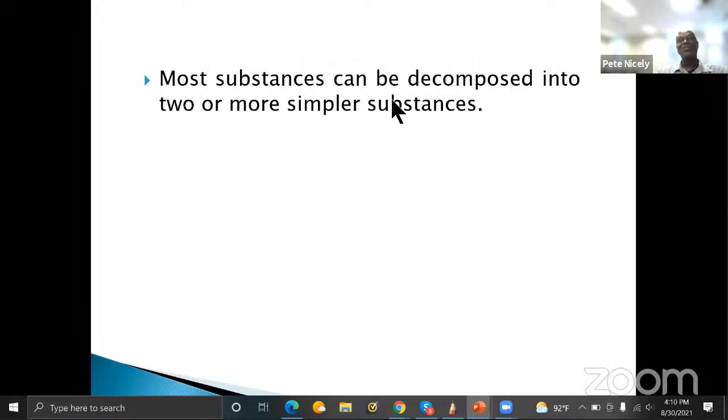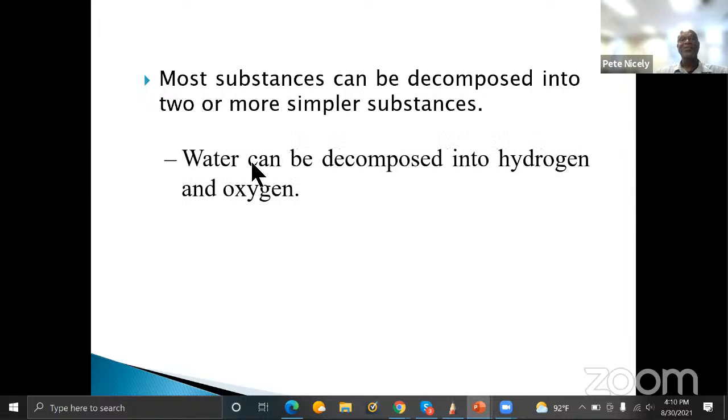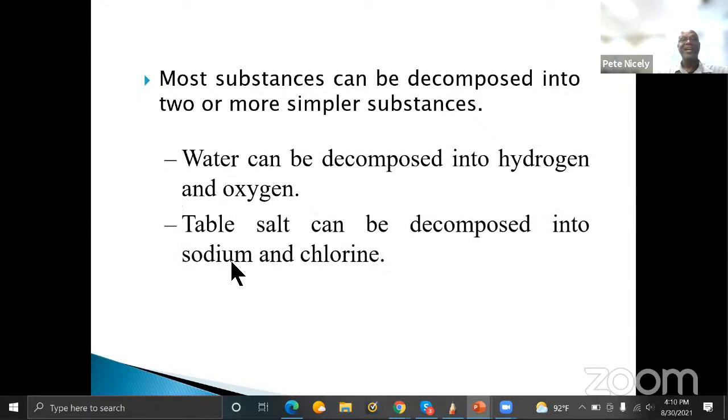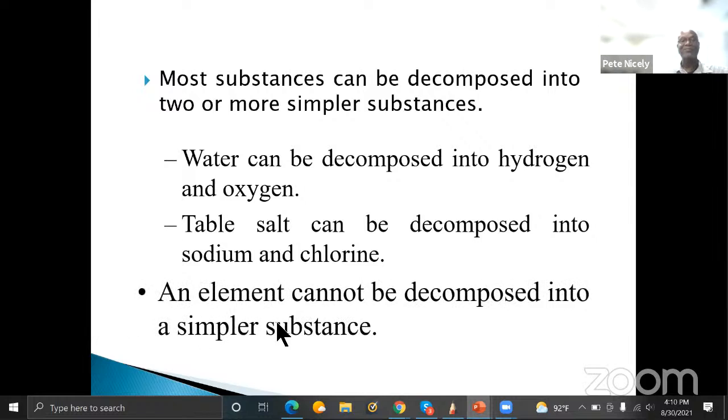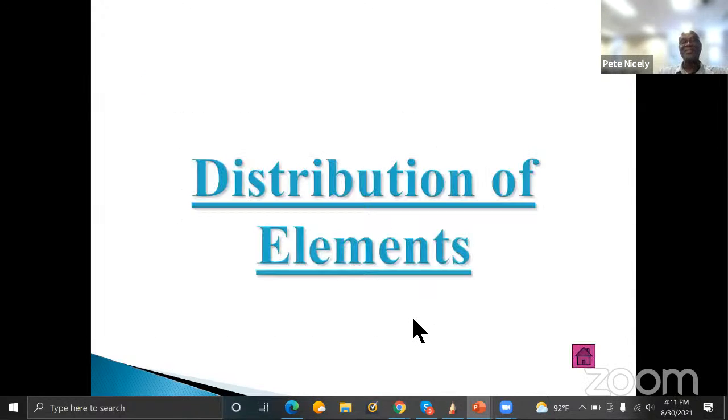Now, most substances can be broken down into 2 or more simpler substances. So for example, water can be decomposed into hydrogen and oxygen, and table salt can be decomposed into sodium and chlorine. And that's because these are compounds, all right, which are different from elements, right? But an element cannot undergo that type of reaction. An element cannot be decomposed into anything that is simpler.